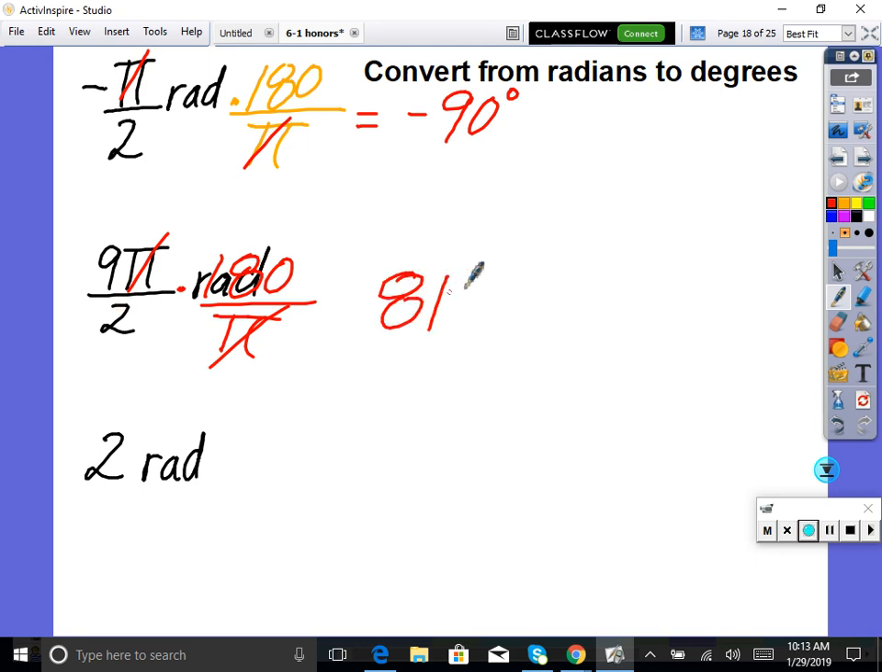I got 810. 9 times 180 divided by 2. I bet you just hit something wrong on that side.